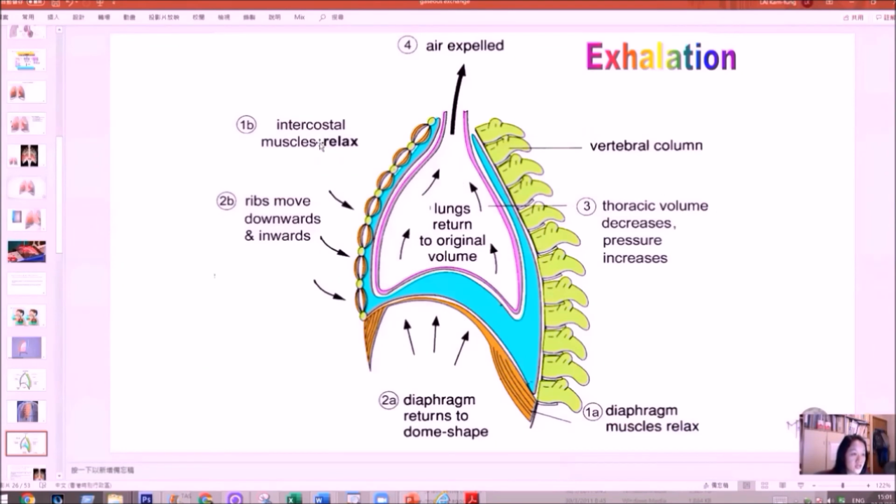In exhalation, intercostal muscles relax. The ribs move downward and inward. And the diaphragm muscle also relaxes. It returns to the dome shape. So in this case, the lungs will recoil to a smaller size. So the lung volume, or the whole thorax volume, decreases. This decrease of volume takes place first, and then the pressure increases. This would push air out because the air pressure inside is higher than outside.